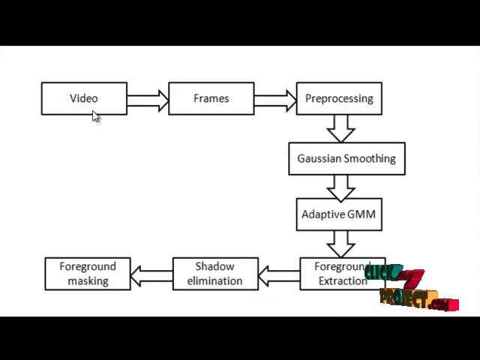First we load our input video, then we convert it into frames, and each and every frame goes for a pre-processing step. In pre-processing, we are just removing the noise from our input frames. Noise is nothing but unnecessary information that contaminates an image. These noises are removed using some types of filters. Here we are applying a Gaussian filter to remove the noise, and then we apply Gaussian smoothing.